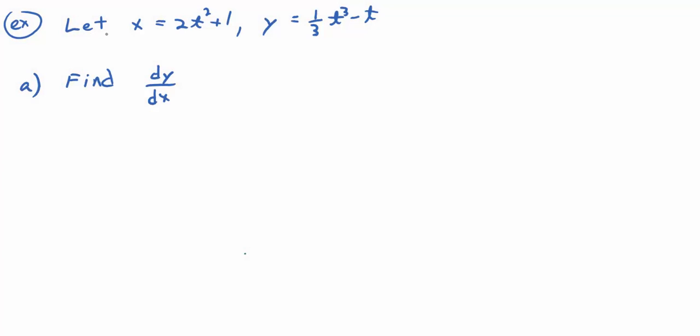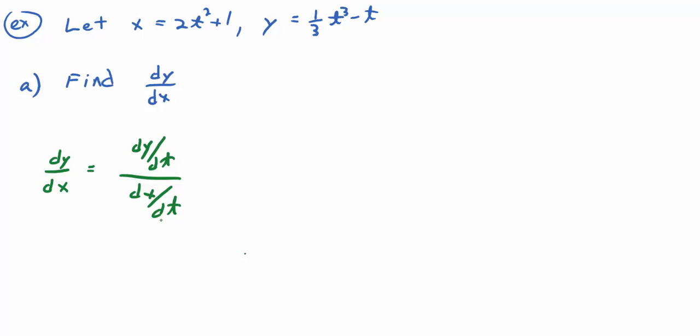In this example, we have x equals 2t squared plus 1 and y equals 1/3 t cubed minus t. And remember what our formula says. It says dy/dx is just equal to dy/dt over dx/dt. So don't try to memorize step 1, step 2, step 3. Just memorize that one formula and it tells you what to find.